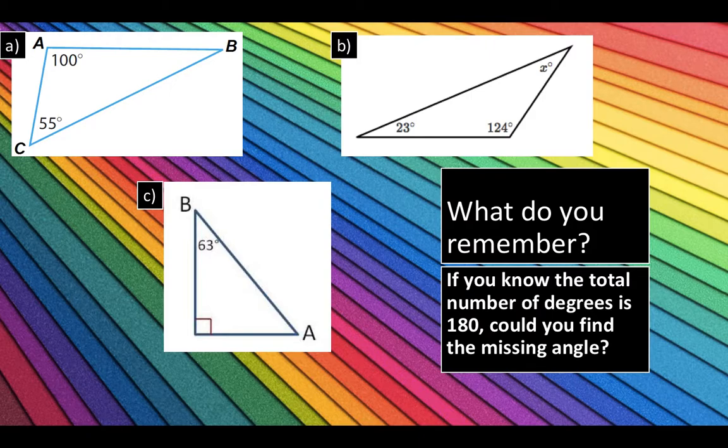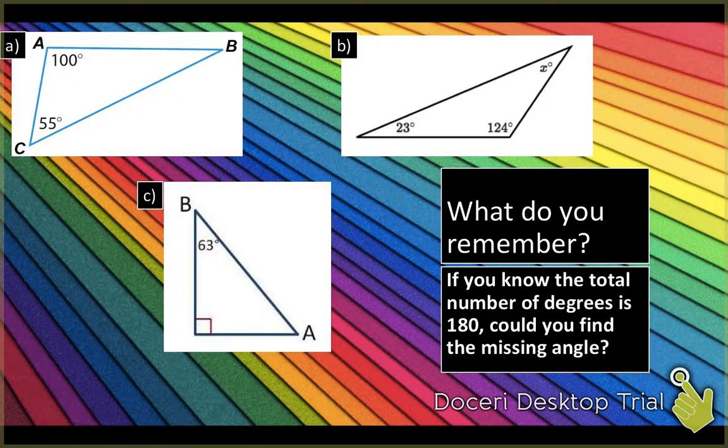Okay, what do you guys remember from finding missing angle measurements? If you know the total number of degrees is 180, can you find the missing angle? So for example, if I know that all of these have to add up to 180 degrees, all I have to do is do 180 minus 100 minus 55. And I can put that in the calculator to get 25 degrees. So my missing angle in this case is 25 degrees.